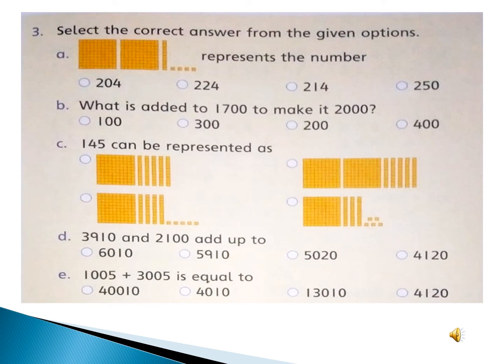Part B. What is added to 1700 to make it 2000? Let's check the options first. 100, 300, 200 and 400.